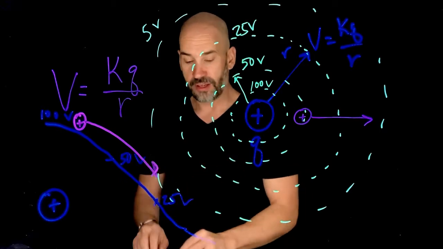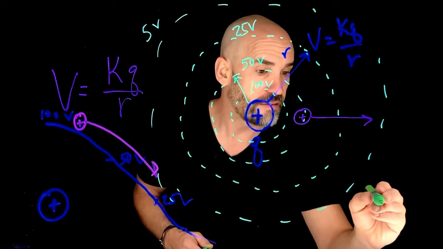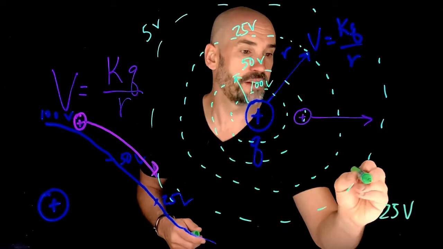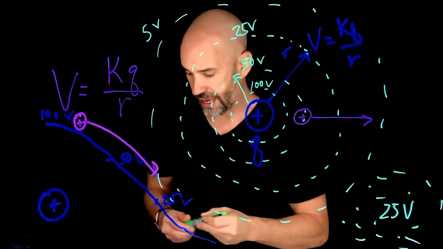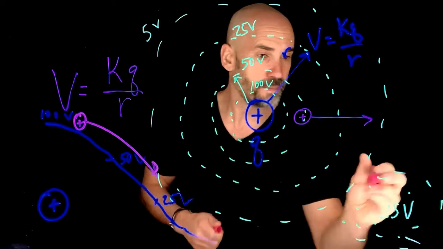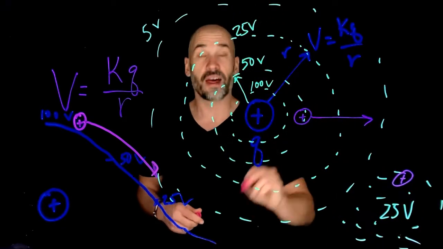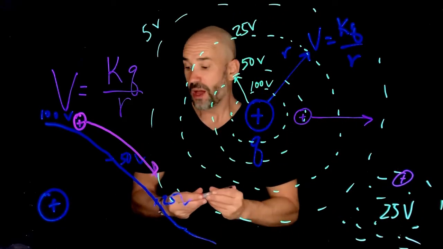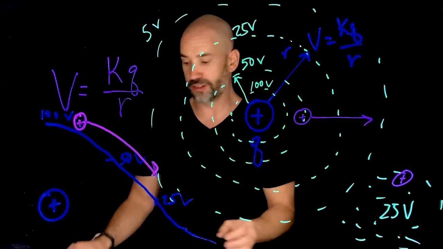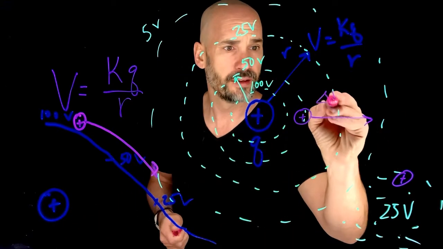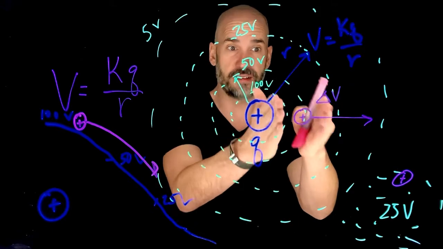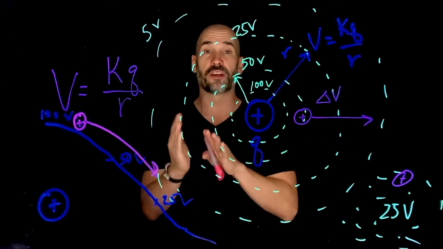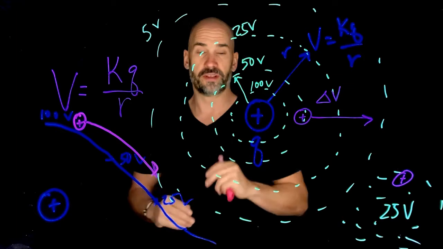If I have another field here where everything's at 25 volts everywhere, so everywhere you look it's 25, 25, 25, and I put a positive charge there, what does it do? Nothing, because there's no potential difference. But if you do have a potential difference, in other words a delta V, from here it's 100, here it's 50, so the delta V would be 50. It's going to want to move from the higher potential to the lower potential.